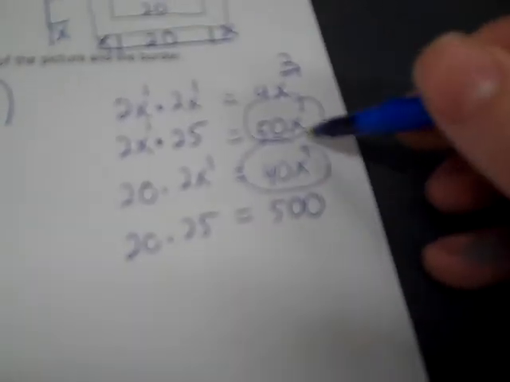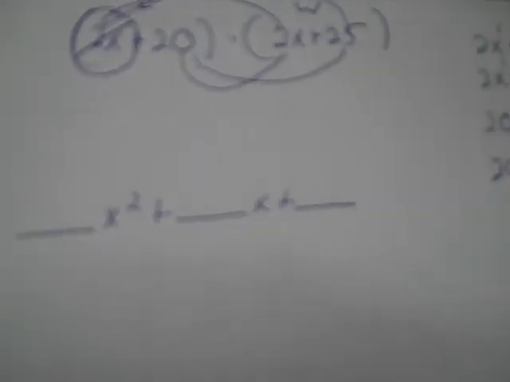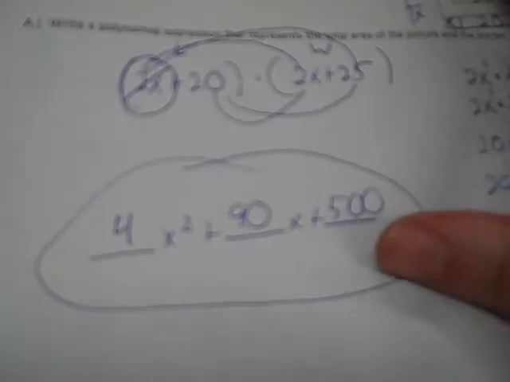Okay, now I have 2 identical powers here with these x to the first, but the second is the highest. So blank x to the second plus blank x plus blank. For x to the second I have my 4. Then for x I have 50 plus 40, and that's 90. And then I have 500. Okay, and that's all I do for part A.